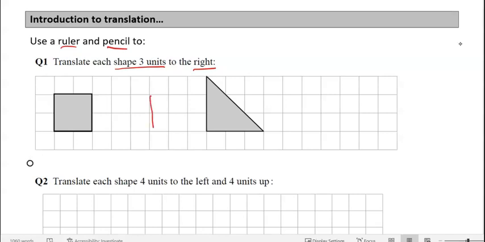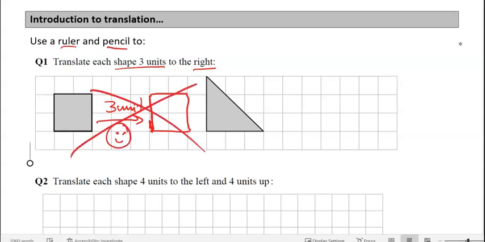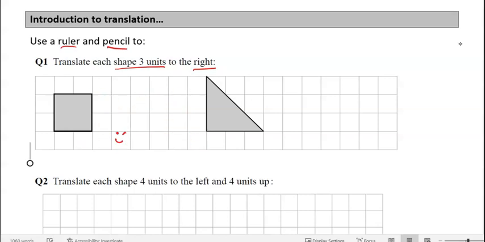Now, have you done this? Of course, you've used a ruler to do it, thinking that I have moved 3 units. I am a happy camper. No, you're not. It's wrong. So let me tell you what's actually happening here.